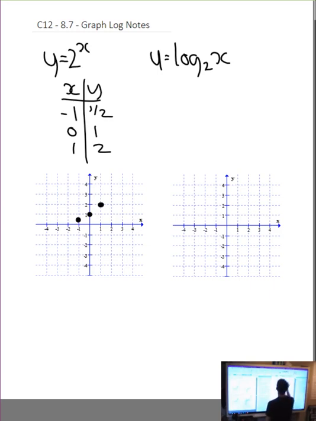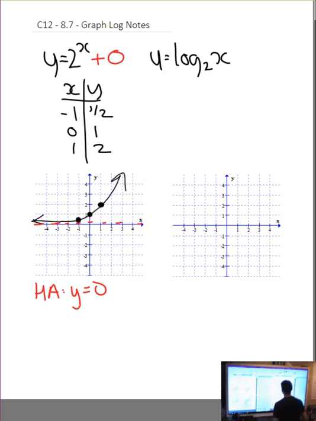We also learned that the number off to the right, plus 0, is our horizontal asymptote. HA, y equals 0. And I can put that horizontal asymptote in, and then I can sketch my graph close to the asymptote through the points, and we're going up and up.